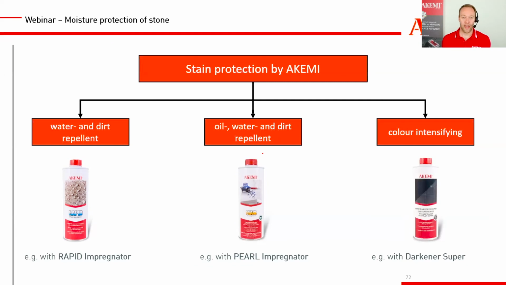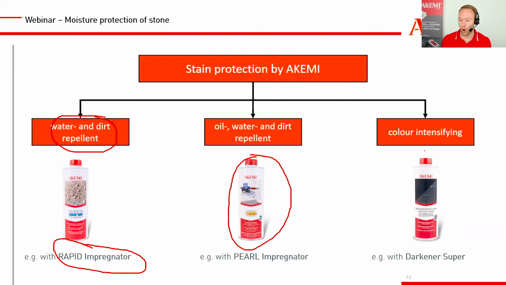Okay, what can you do for impregnation, for protection? This depends on you. You can use on the top side some water and dirt repellent. When you have a terrace or a facade, for example, it's a rapid impregnator. When you want some oil, water and dirt repellent, grease repellent, food repellent, you can use, for example, some Pearl, or you can use some color intensifier. This later on doesn't matter because your stone is protected from the backside, no moisture there. Good. I think that's it so far.